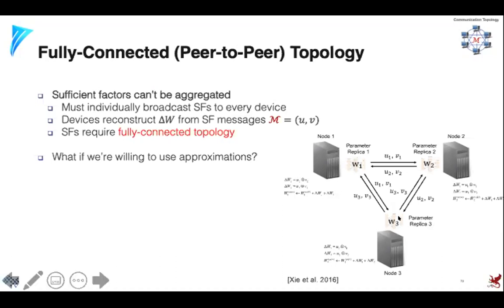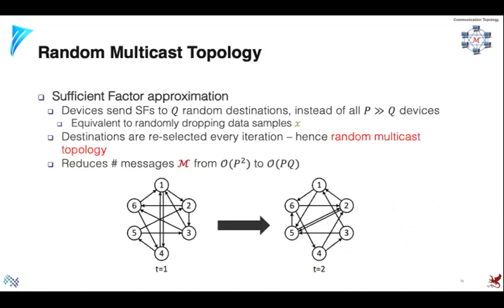However, what happens if we're willing to accept some approximations? In the computing aspect, we saw that dropout randomly drops parameters for each data sample used in SGD. And we can do a similar thing in sufficient factor approximation, where when you broadcast, instead of broadcasting to all devices, what if we only send to a randomly chosen subset? A random multicast, and we call this a random multicast topology. And this reduces the number of messages per iteration from P squared to P times Q, where Q is the number of destination devices. So you can see that it's kind of like dropping entire samples. Some machines will just not get that information.